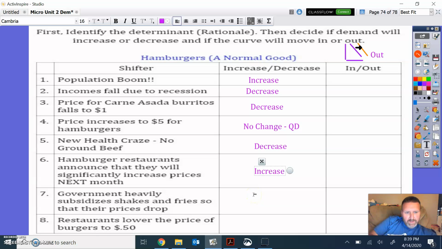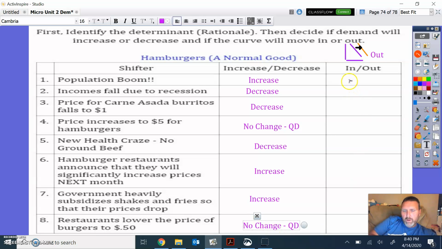The government heavily subsidizes shakes and fries so that their prices drop. Subsidizes when the government wants you to do something, wants more production of something, or more consumption of something. So the price of shakes and fries drops, which means people are going to buy more burgers because they're complementary goods, shakes and fries, right? Restaurants lower the price of a burger. No change. That's an issue in the quantity demanded, right?